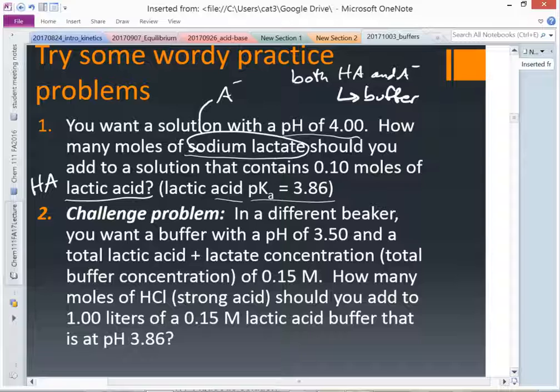The power of Henderson Hasselbalch is not that it does anything new per se, but it's a tremendous time saver if you have a buffer. Because it saves you from doing at least one, maybe two ice tables. Try this one.